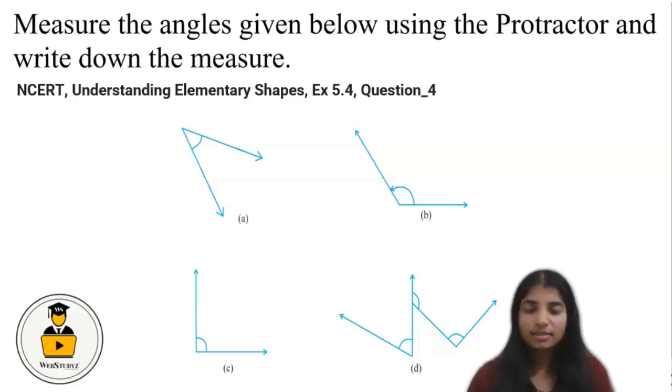Students, let's discuss the question. In this question, we have to measure the angle given below using the protractor and write down its measure. So basically, here we are given four angles and we have to find out the measure of these angles.